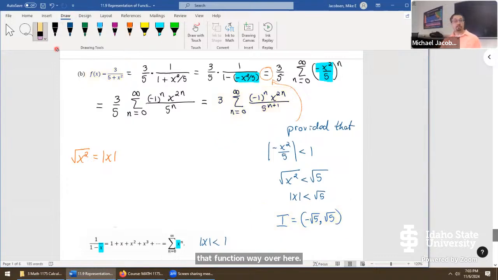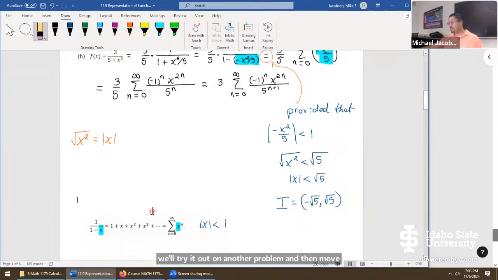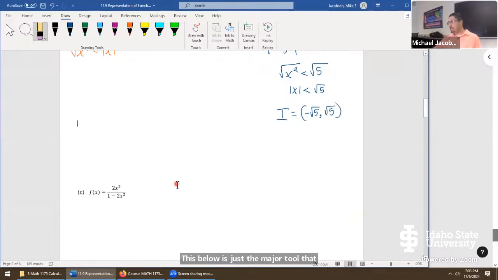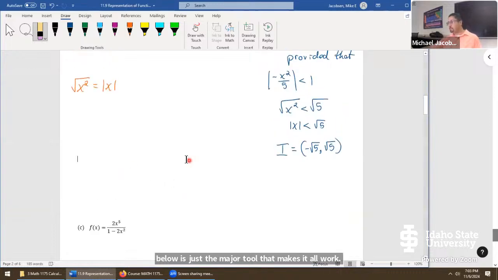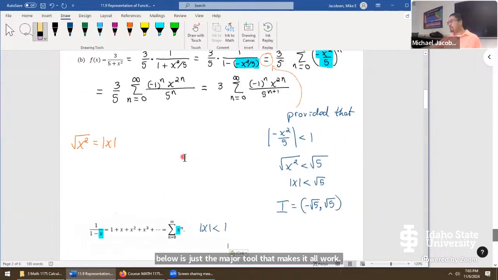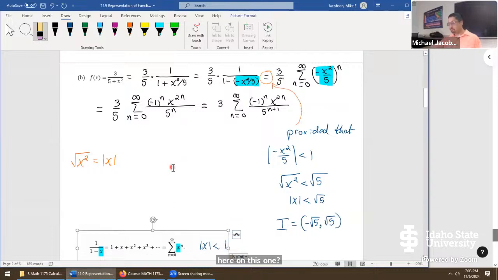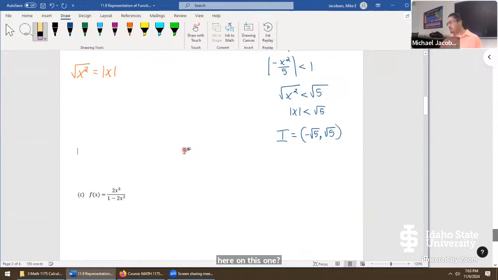We'll try it out on another problem and then move forward to see how to differentiate and integrate functions of this form, power series. This below is just the major tool that makes it all work. And we'll try it again now next on part C. But did anyone have any questions about any of the work here on this one? Okay, moving on to the next. Here's our part C.